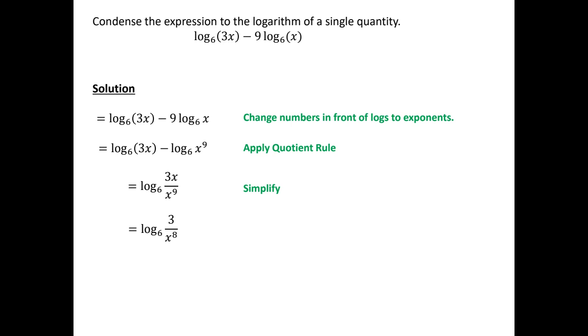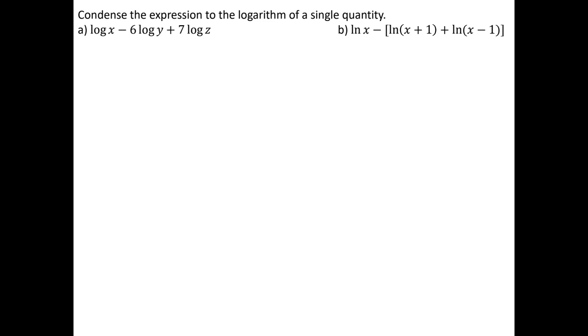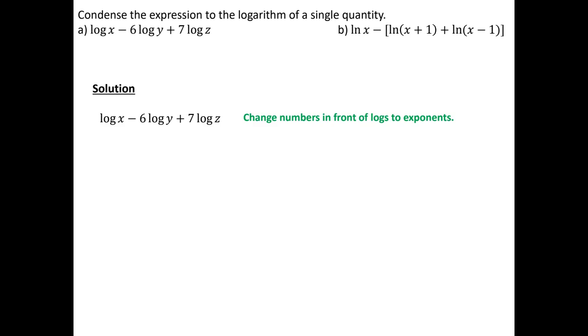Okay. All right, let's do some more condensing. So let's do A and B here. So let's do this first one. The log of base x minus 6 log of y plus 7 log of z. So again, we have to follow an order of operations. So my first thing that I have to do is deal with my exponents, okay? Power rule. Those numbers that are being multiplied to the logs are exponents. So this one only had a 1, so I don't have to worry about that, but this is a 6. This becomes y to the 6. This one's a 7. This becomes z to the 7th.